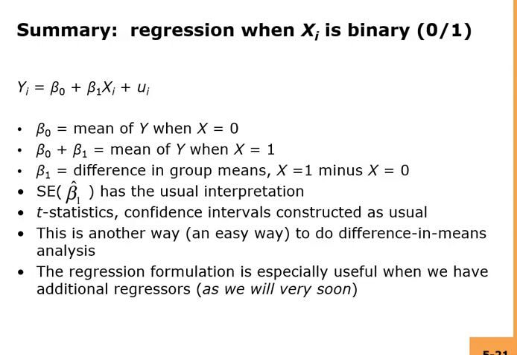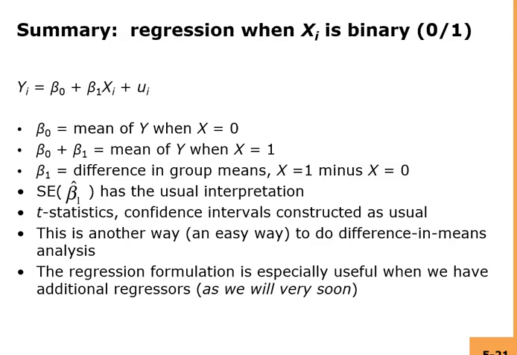So to summarize all of this, beta naught is the mean of y when x is equal to 0, and beta naught plus beta 1 is the mean of y when x is equal to 1. So the difference in group means is actually just beta 1, which means basically that that is the difference in mean between group x equals 1 and group x equals 0.